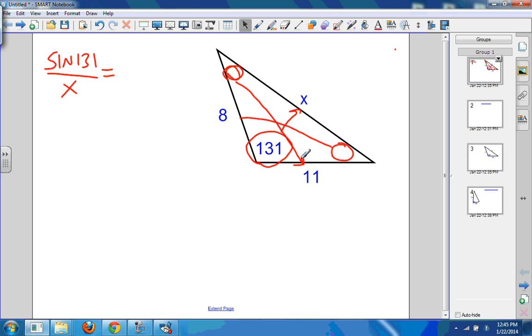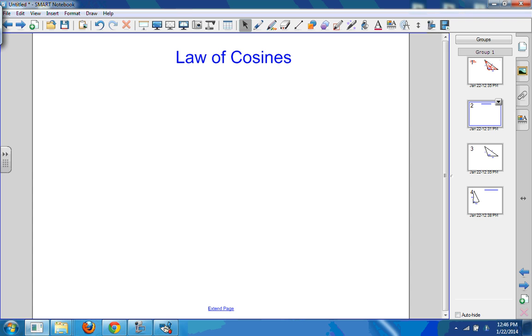The problem with that is we have too many unknowns. We can't make an equation because we have too many unknowns going on. So the law of sines won't work on this type of problem. Luckily for you, we also have something called the law of cosines.